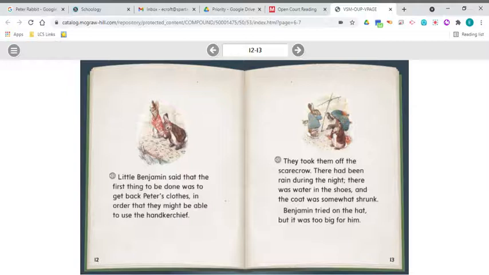All right. So have you ever tried on anything that was too big for you, like Benjamin Bunny does here with Mr. McGregor's hat? It's kind of floppy. Can you kind of picture that in your head and think about what it might be like? Now, again, I don't think they're really following the rules here because they shouldn't be in that garden again.